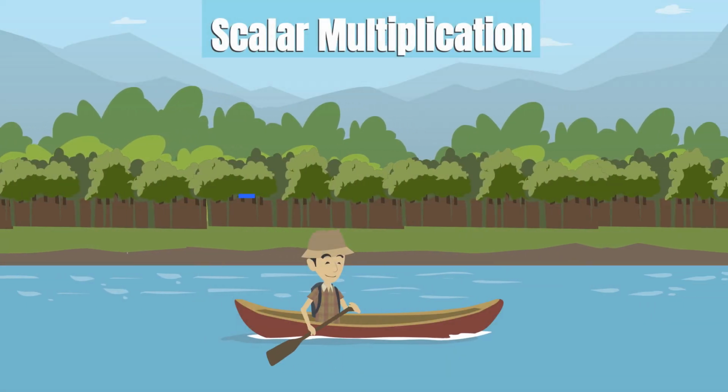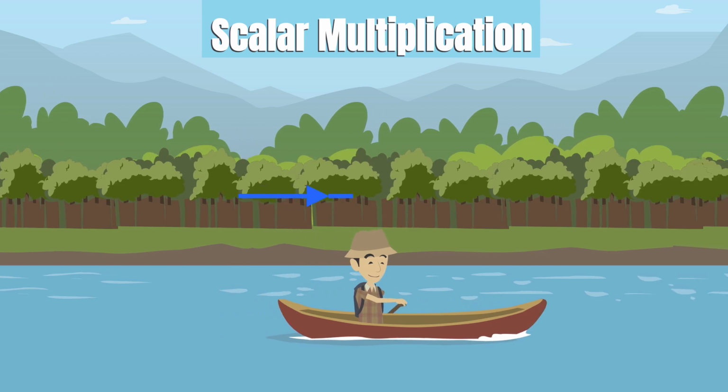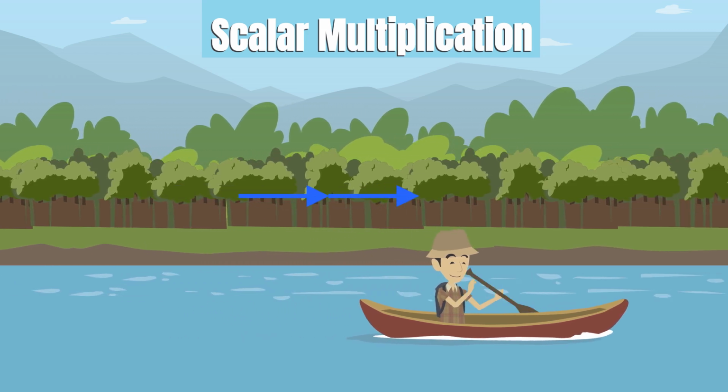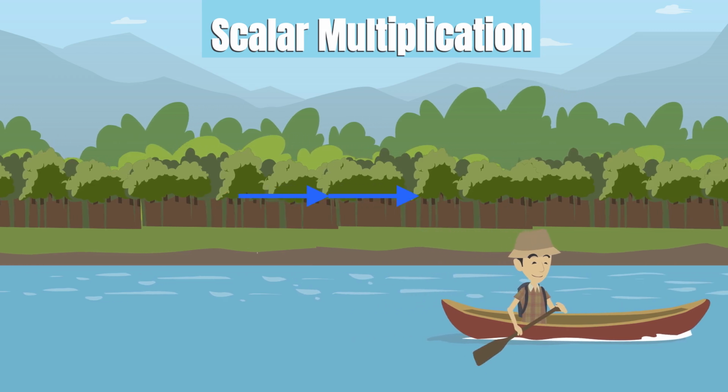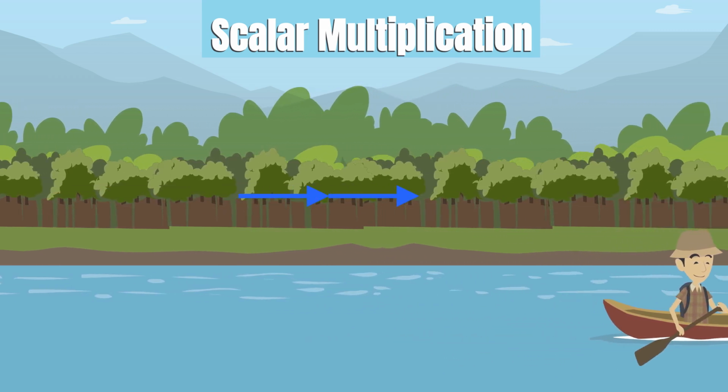Imagine you're rowing a boat across a calm lake. You row with steady strokes, but then you decide to double your effort. Suddenly you're moving twice as fast, but still in the same direction. This is what scalar multiplication is all about.